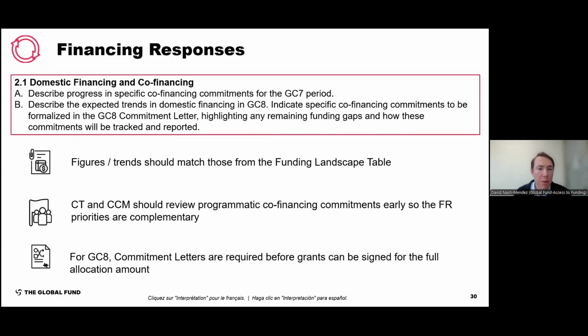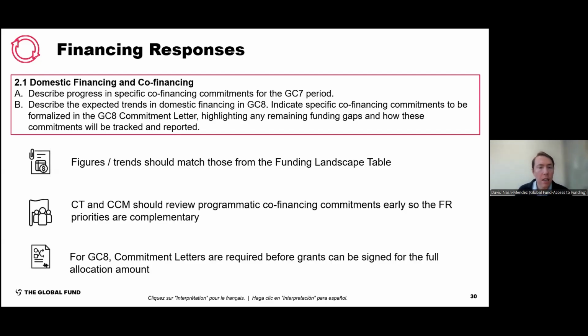And applicants are asked to report progress on co-financing in Grant Cycle 7, to present expected trends in Grant Cycle 8, and to describe the specific commitments that are going to be formalized in the commitment letter. And responses to these questions should be consistent with the funding landscape tables. Aligning on the co-financing commitments is always important, so we're recommending as a good practice that these conversations begin early to make sure that the commitments are really setting up countries well for an eventual effective transition.